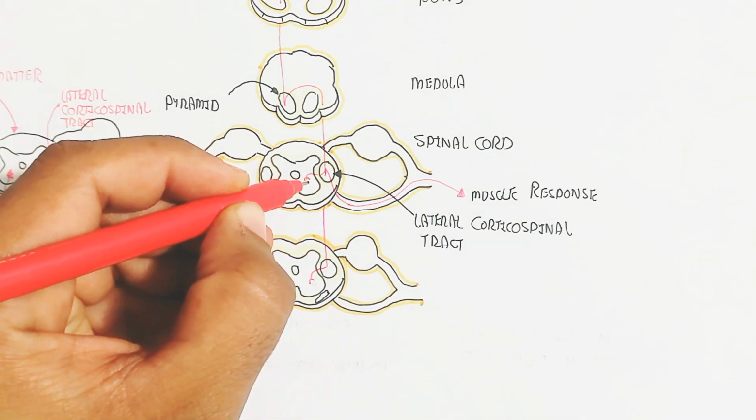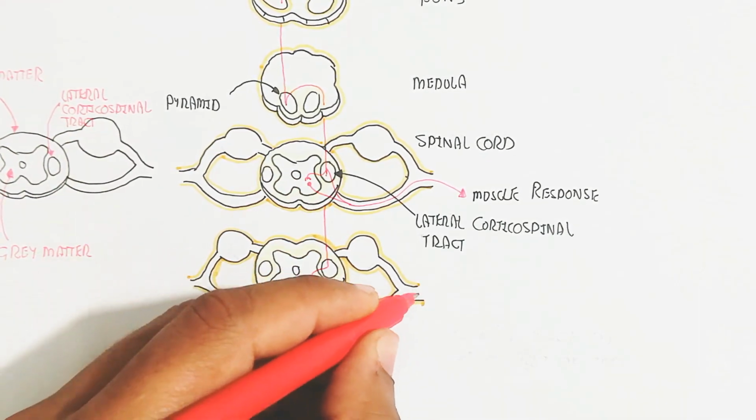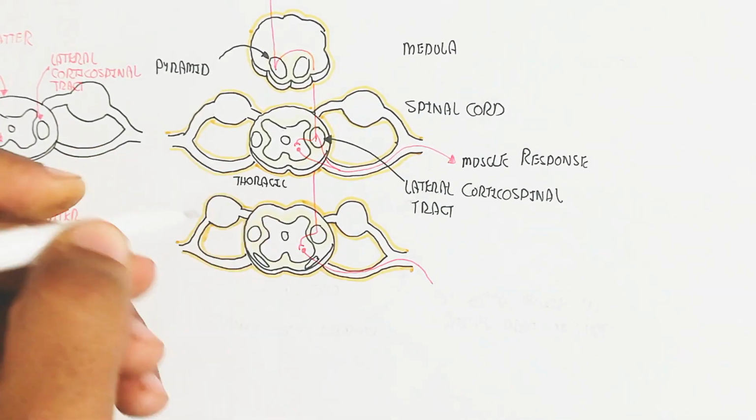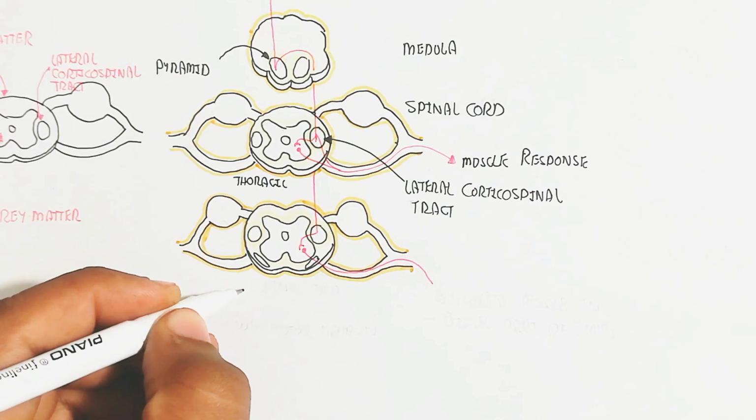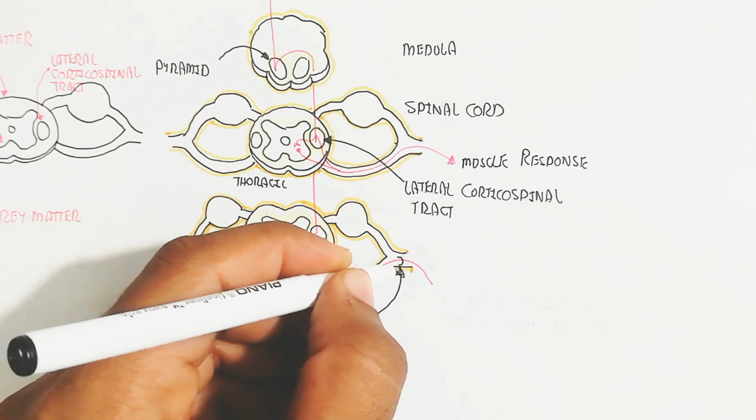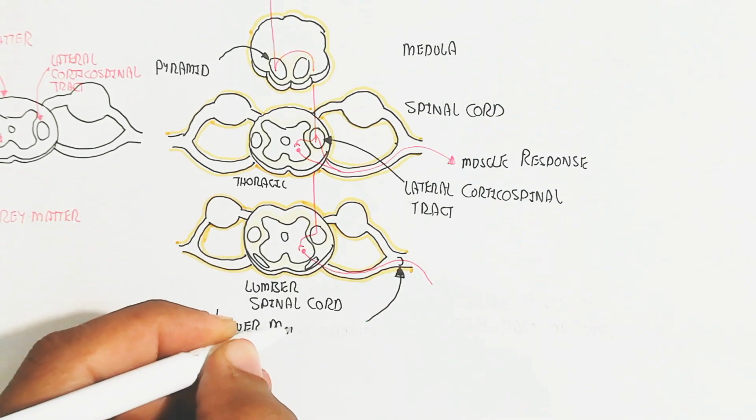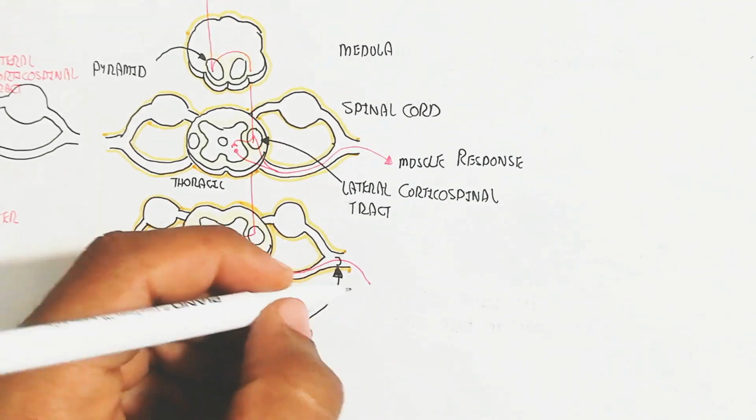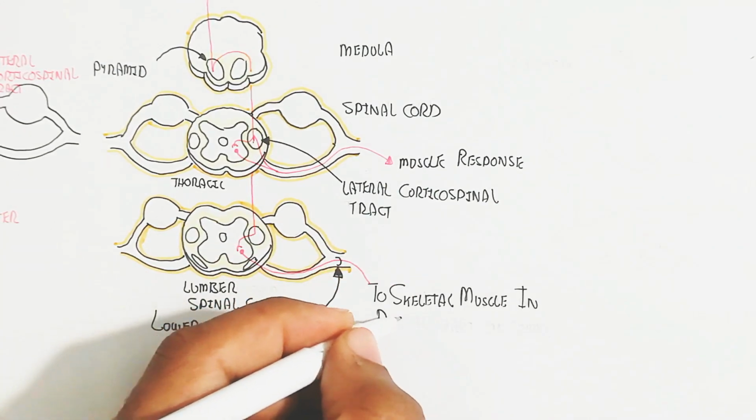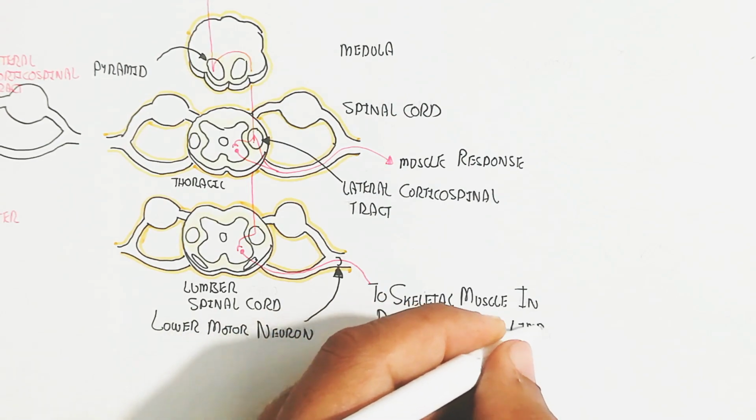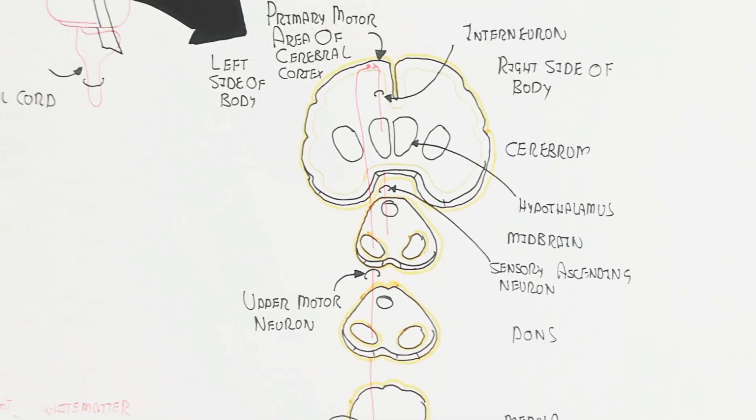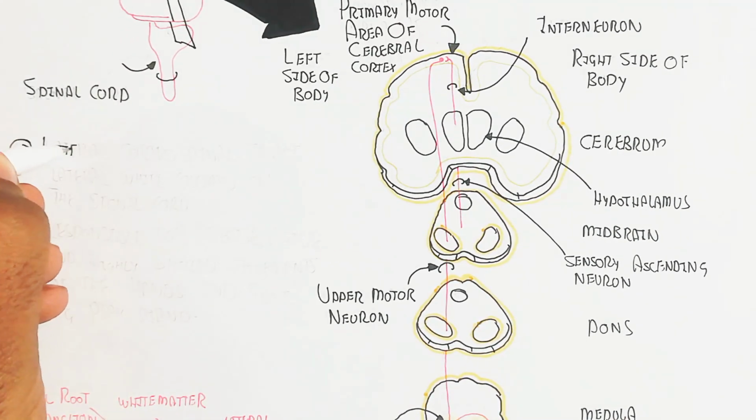In this way the upper limb and lower limb are controlled, the skeletal muscle in the distal part of the limb, due to the corticospinal pathway. Remember, this is the lumbar and thoracic spinal cord. This is the lower motor neuron, the true motor neuron, which gives the signal via the neuromuscular junction to skeletal muscle in the distal part of the limb for control and movement, for example writing.